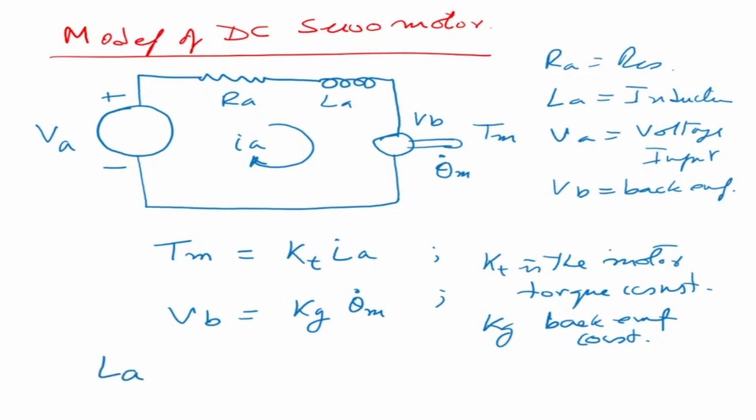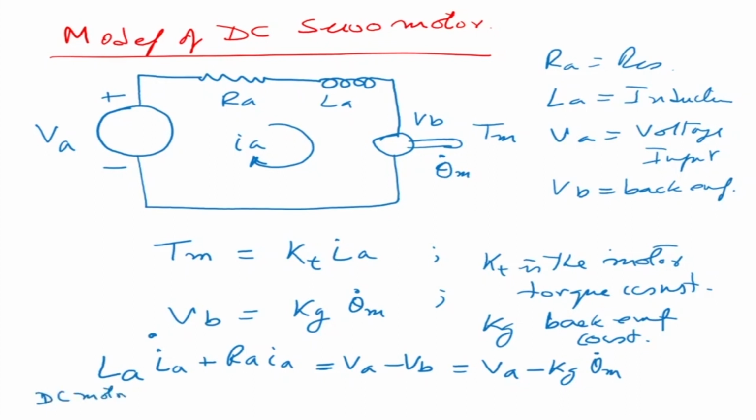law we can write LA into IA dot plus RA IA is equal to VA minus VB. So the total voltage in the system is VA, and the back EMF is opposing it, so it is minus VB, which is equal to VA minus kg into theta m dot. Now we know that for a DC motor, LA is very, very small. So LA is almost equal to 0.